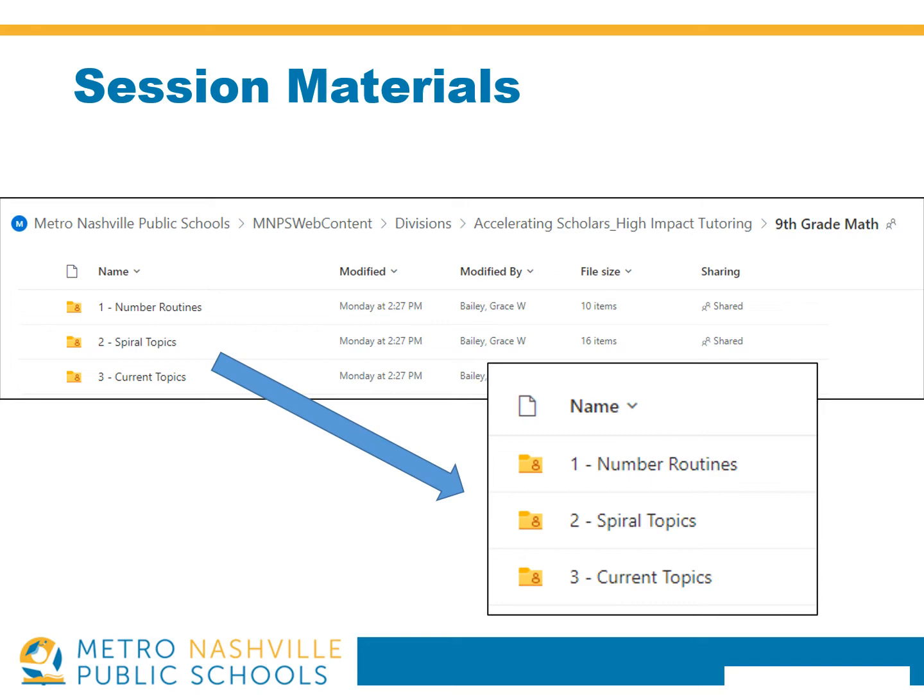Once you've opened the resource links, by clicking on the 9th grade math folder, you'll be taken into the folders labeled Number Routines, Spiral Topics, and Current Topics. We'll take a thorough look inside each of these folders, including the Supporting Documents folder, during today's training. However, since each session begins with number routines, that's what's being shown currently.